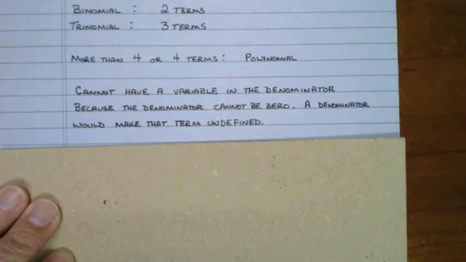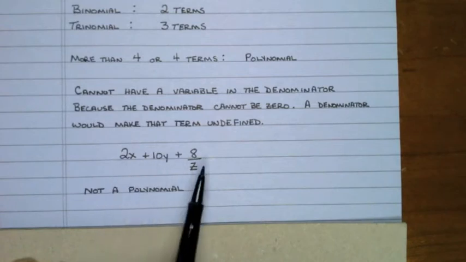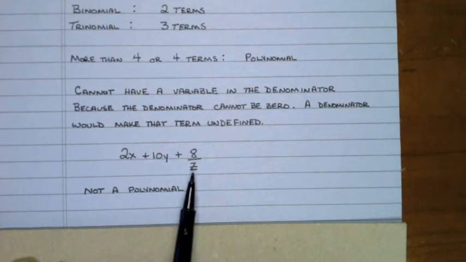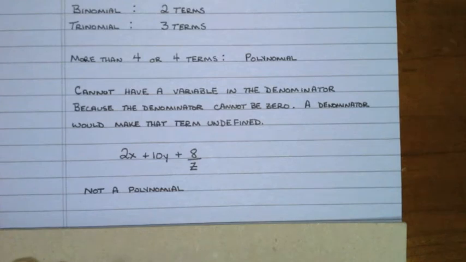So therefore, if there is a variable in the denominator, like this example, you're going to write that this is not a polynomial. This is not a polynomial. It looks like it may have 3 terms, but the reason it's not a polynomial is because z might be equal to 0, and you can't divide by 0. It kind of negates everything else here about this being some type of polynomial.